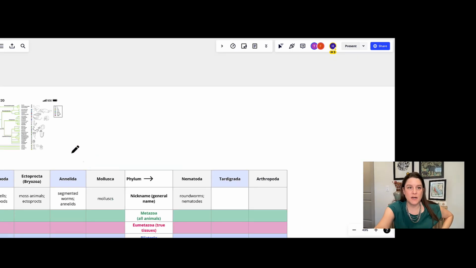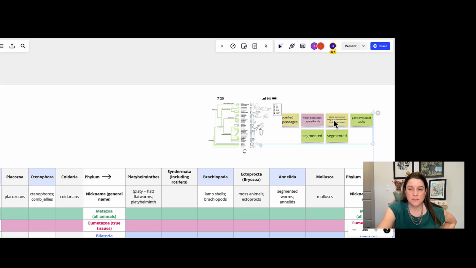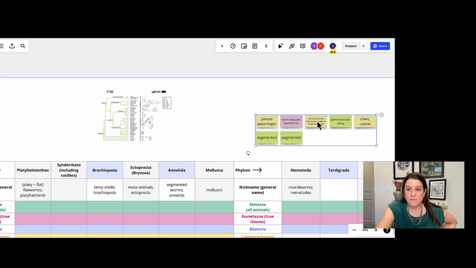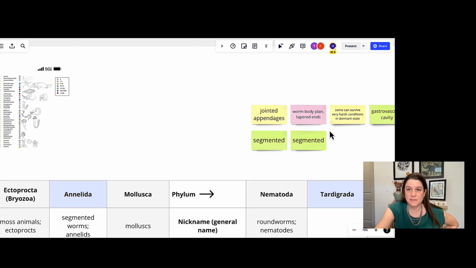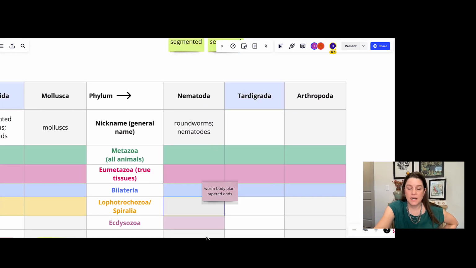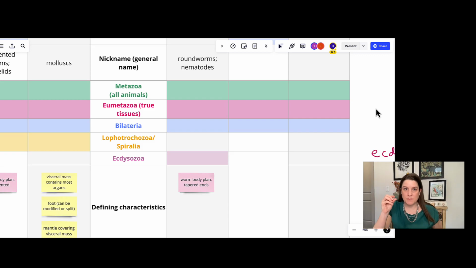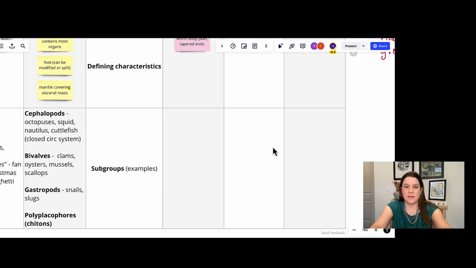So if we go up here to our descriptors, we have only one worm body plan left. That's the worm body plan with the tapered ends, no segmentation, not flat. So that's your defining characteristic, basically. And genetically, they go together. They can be very small and microscopic, like C. elegans. I can write that in as an example.